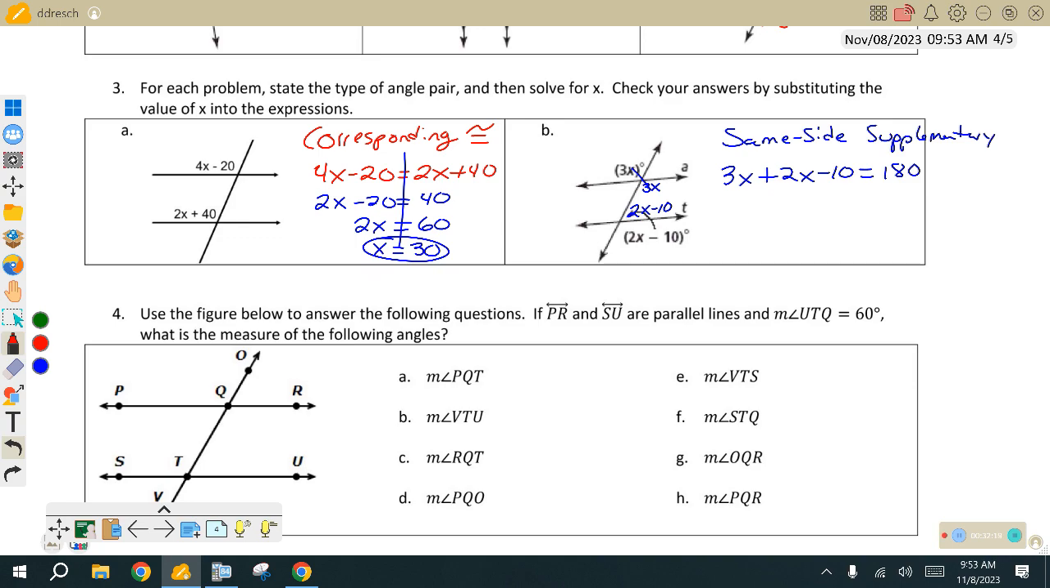Let's solve it out. 5x minus 10. 5x is 190, right? And finish it off. Divide by 5, and what's 190 divided by 5, I heard? 38. Excuse me, x is 38, I heard.